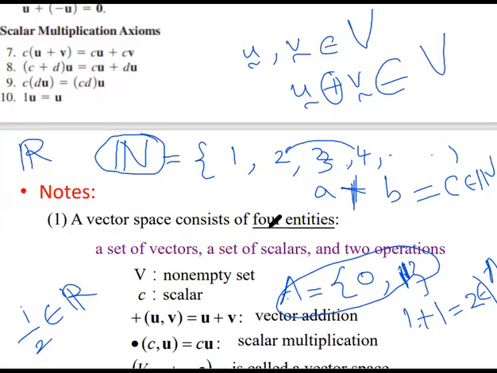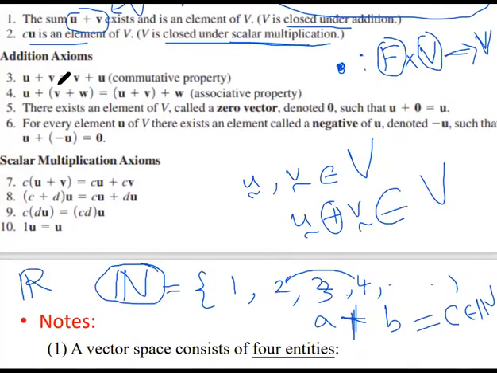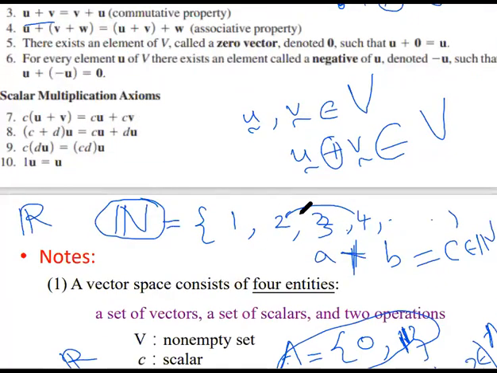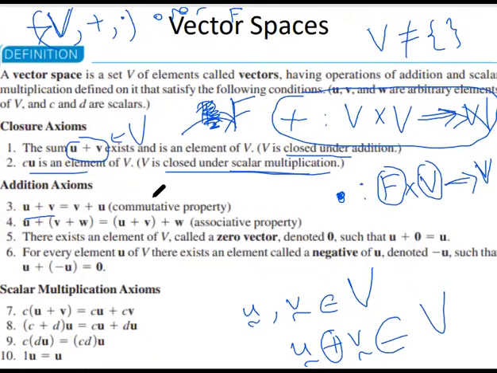This set is not closed under scalar multiplication, but this set satisfies the commutative property. If you consider any two numbers in this set, you can swap those two numbers.